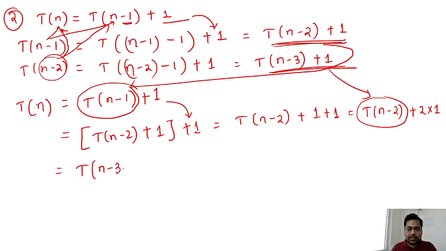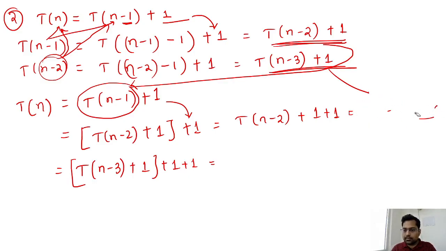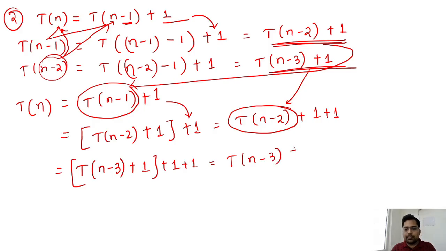We are using this value directly because it's the value of T(n-2). T(n-3) + 1, then 1 + 1 is there. Don't be confused, because I'm just multiplying here. It is better I remove that one, might be it is confusing. Okay, done, clear. I'm just putting the value here: T(n-3) + 1 + 1 + 1.